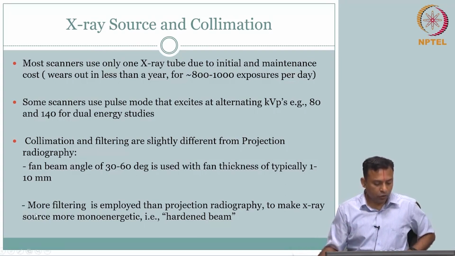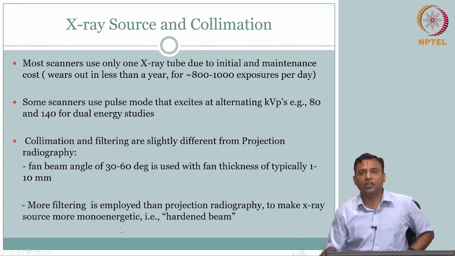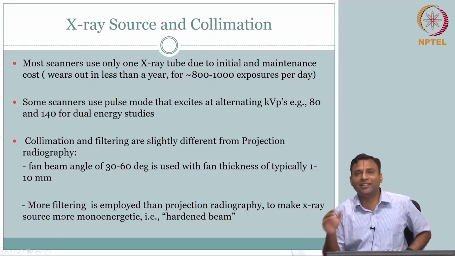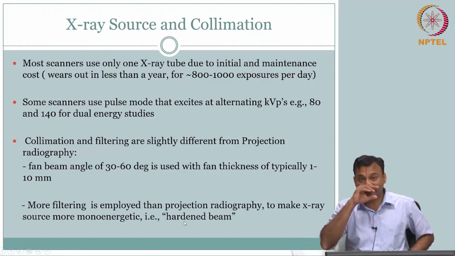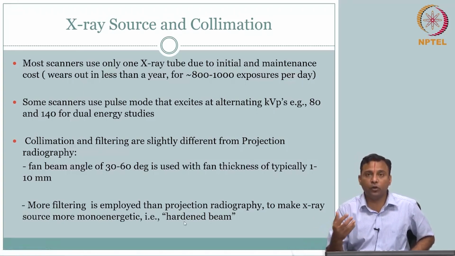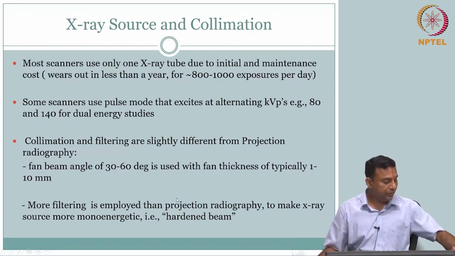So the source is more monoenergetic. It is not monoenergetic, but it is more monoenergetic than before. That is why you want to harden it. This is one thing that is specific to CT, because you are going to start with the detected value and do reconstruction.